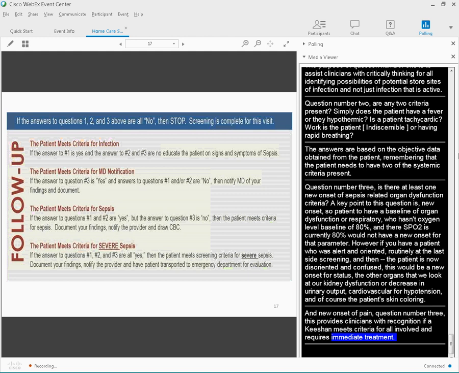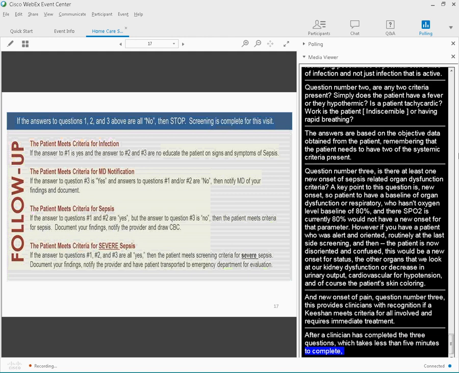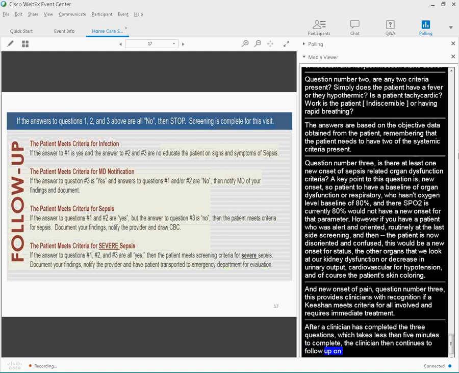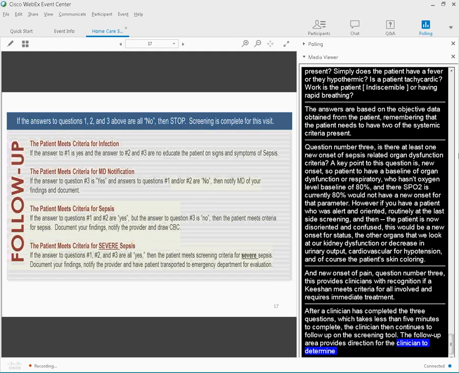After a clinician has completed the 3 questions, which takes less than about 5 minutes to complete, the clinician then continues to the follow-up area on the screen tool. The follow-up area provides direction for the clinician to determine what type of follow-up is required based on the answers to the screen tool questions.